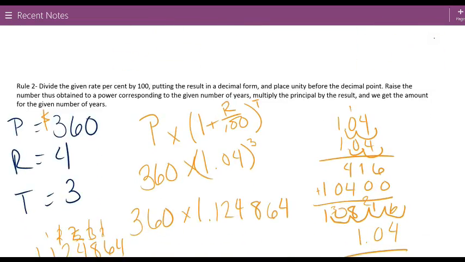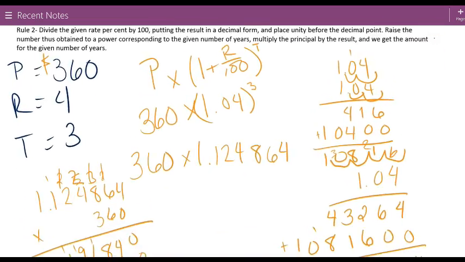Other than it's a lot of multiplication, I would tend to go with Rule 2 for compound interest. So we have principal times 1 plus the rate over 100 to the power of time. And again, if you need to do something to a certain power, you are going to multiply it by itself that many times.